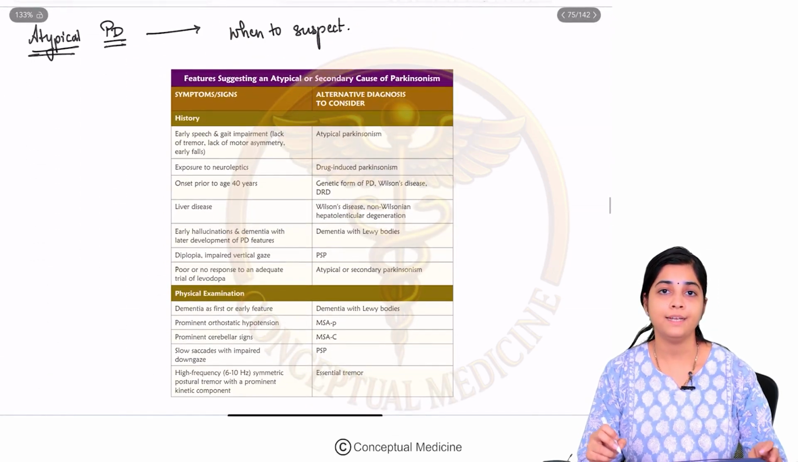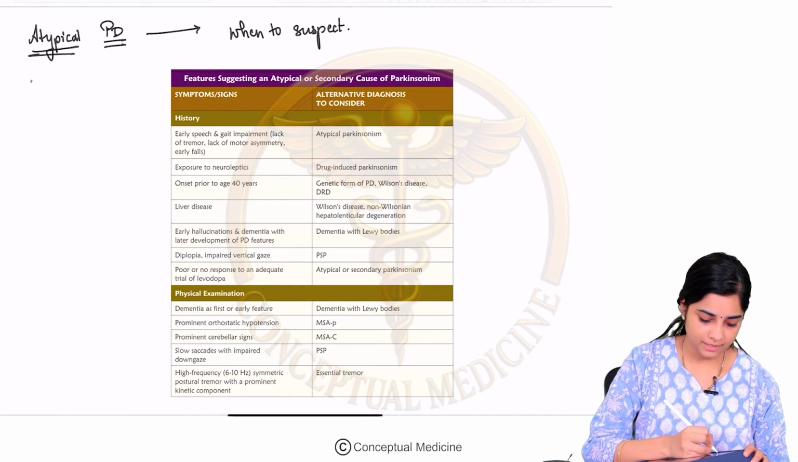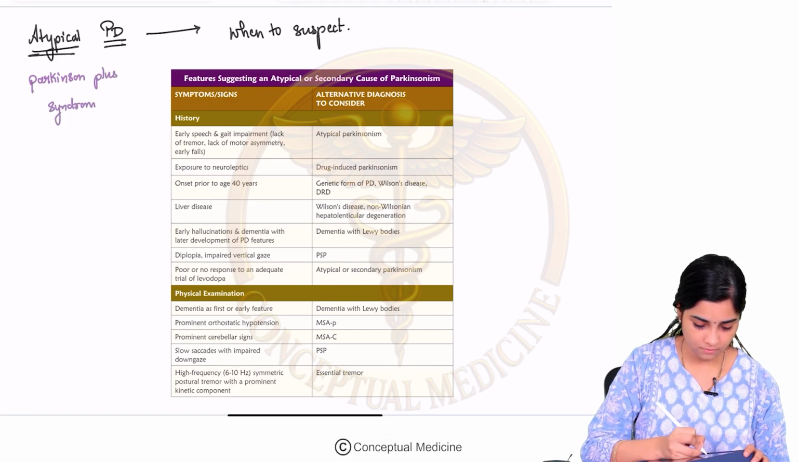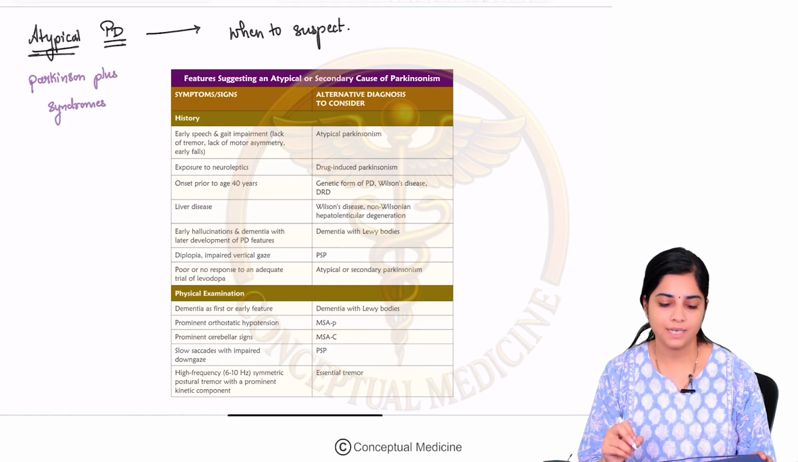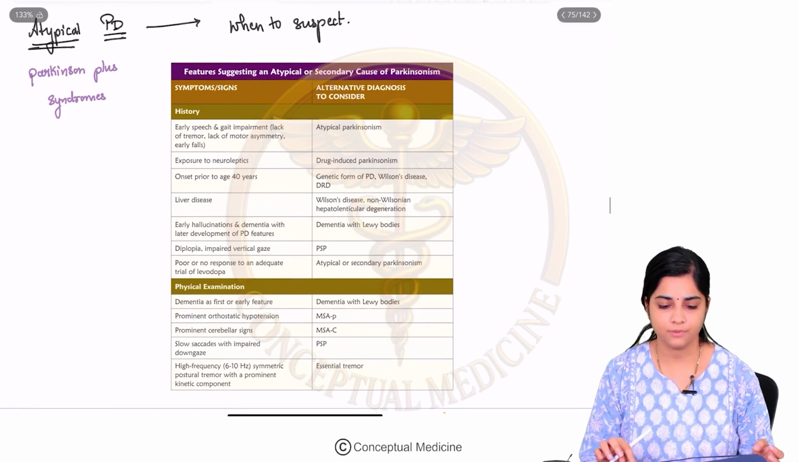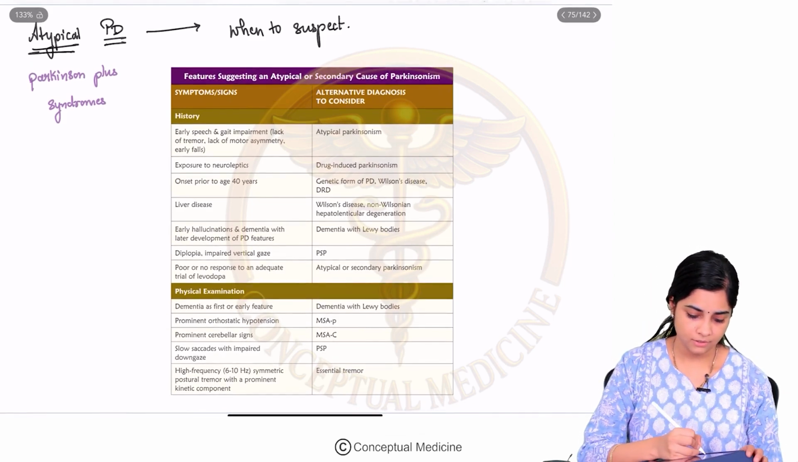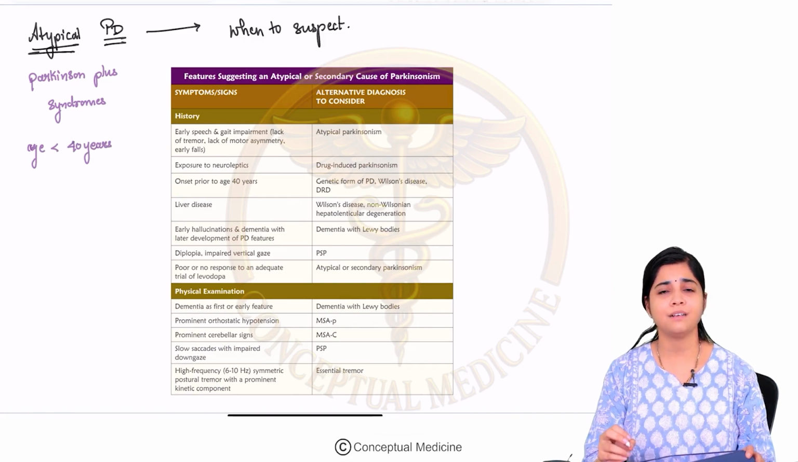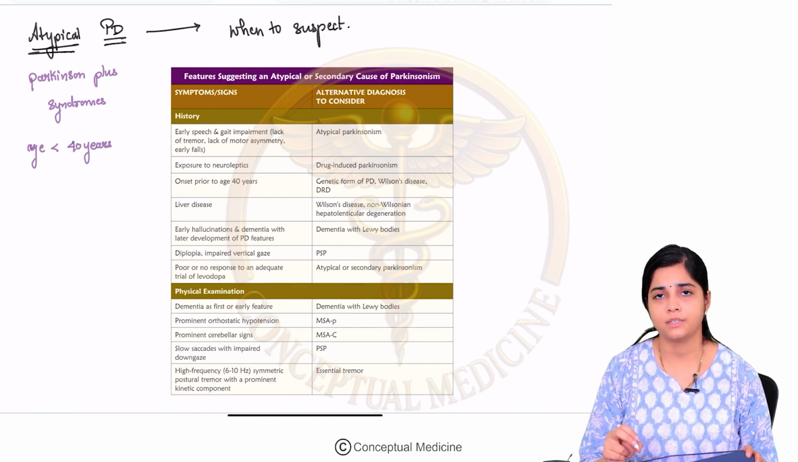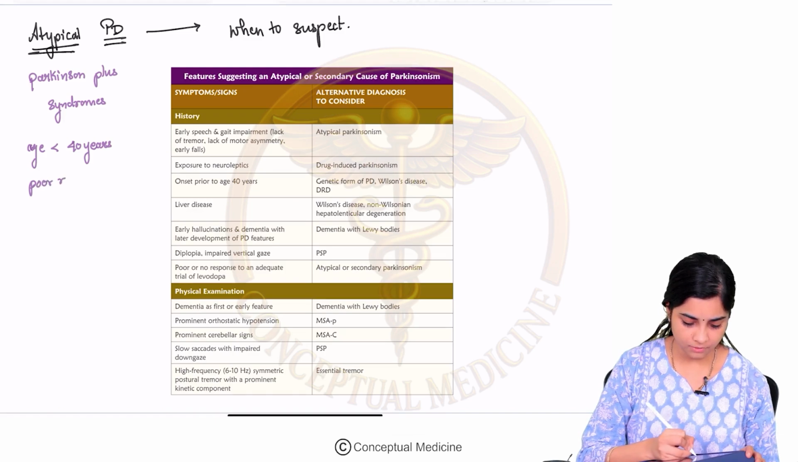Now, what is atypical Parkinson's disease? Atypical Parkinson's disease is also called Parkinson Plus Syndromes, right? So when do you suspect atypical Parkinson's disease? Atypical Parkinson's disease usually comes at an age group which is less than 40 years of age, less than young onset Parkinson's disease, and it has poor response to levodopa.